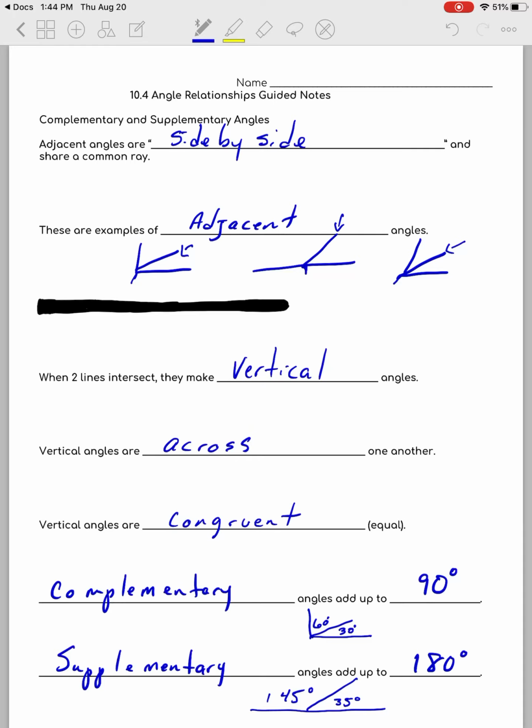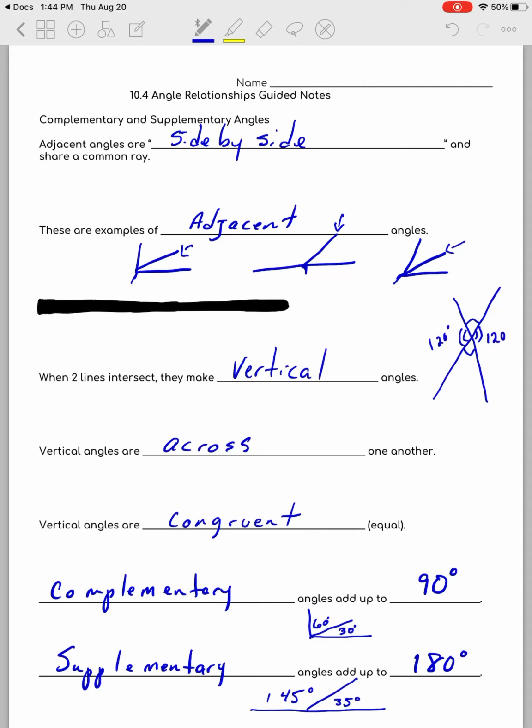When two lines intersect, they make vertical angles. What that means is that the angles across from each other match. Vertical angles are across from each other, and they are congruent or equal.